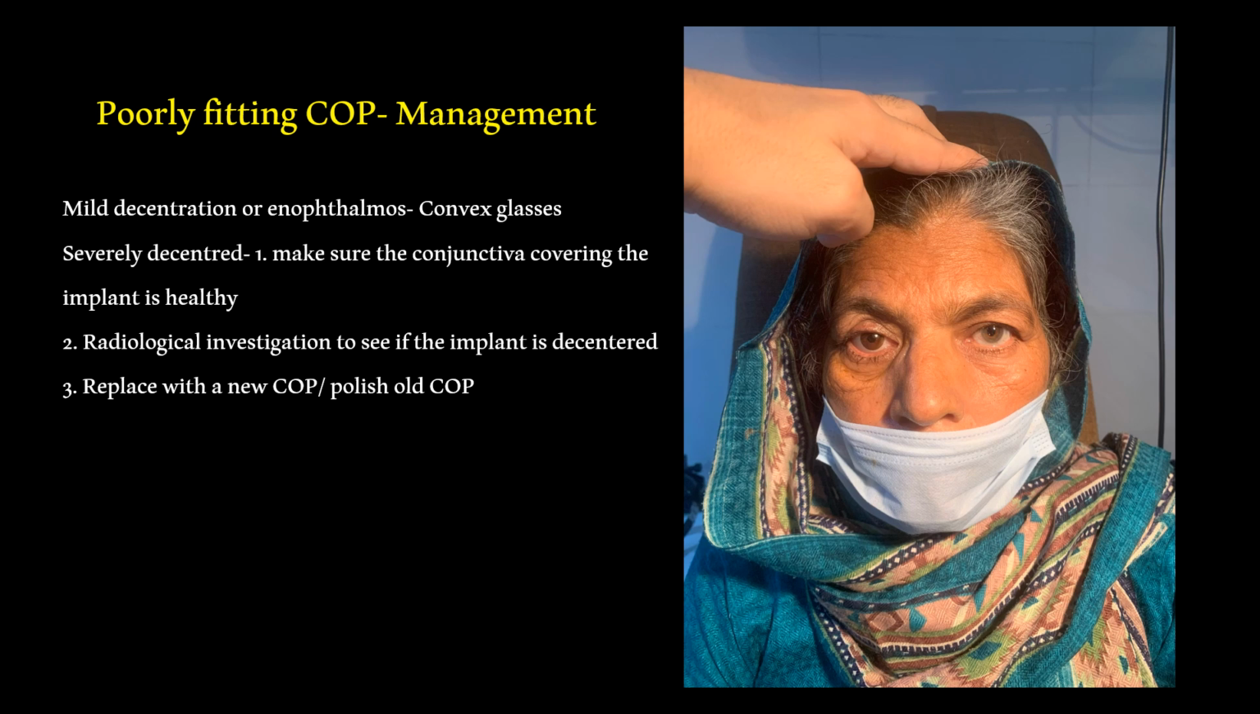Then there are some pseudo measures to measure the orbital volume, which is provided by the implant. So sometimes what happens is that there is migration of the implant inferotemporally, because there's a lot of fat and the muscles, the inferior rectus and inferior oblique muscle, are not able to support the prosthesis. So the implant, because of gravity, tends to sink down and you have a decentered orbital implant, which leads on to a poorly fitting prosthesis. So in that case, you might have to replace it with a new prosthesis.